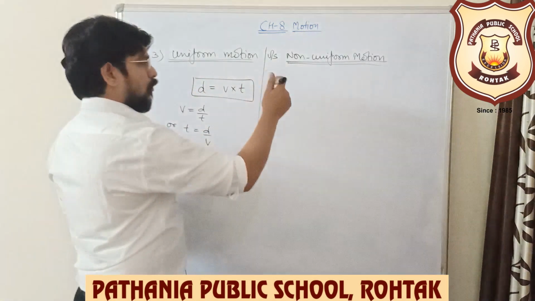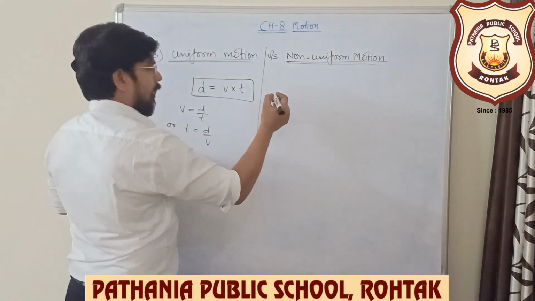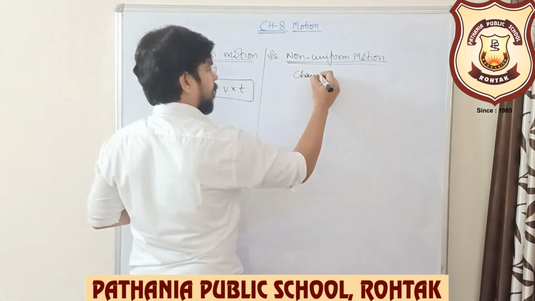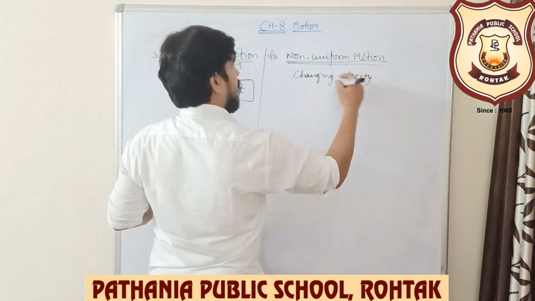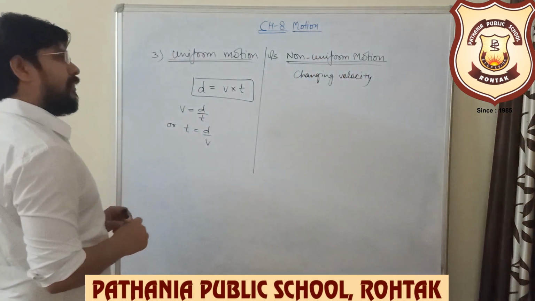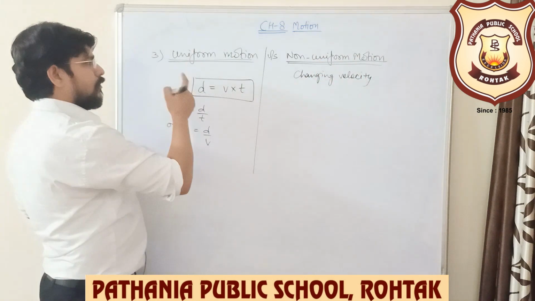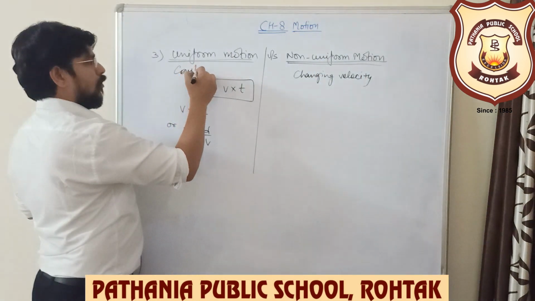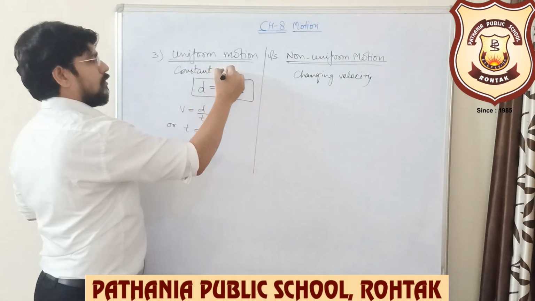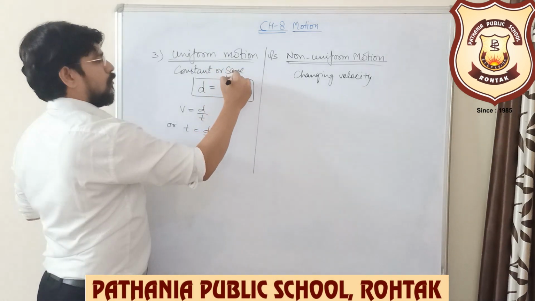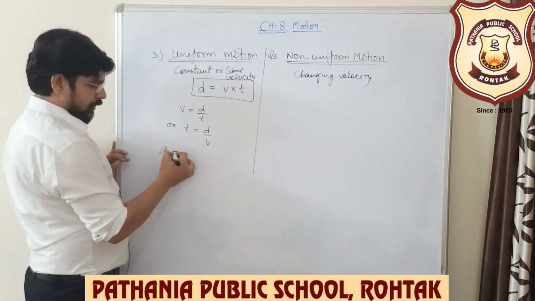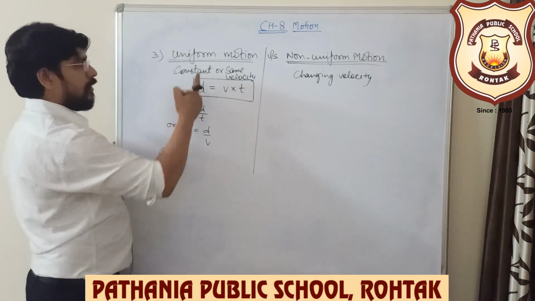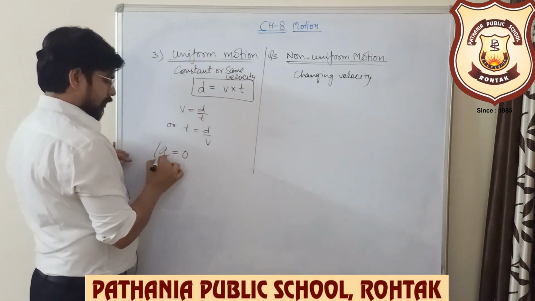But for non-uniform motion, we are having a changing velocity. It may be increasing or it may be decreasing. While in uniform motion, we are having constant or same velocity. So we know that acceleration is defined as change in velocity by time taken. So in uniform motion, acceleration is equal to 0.